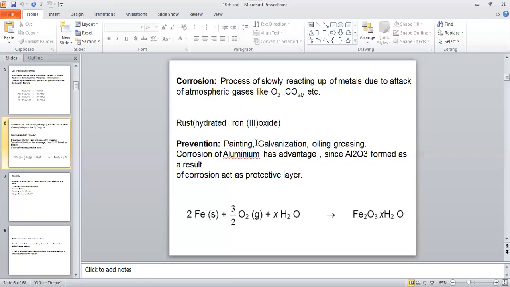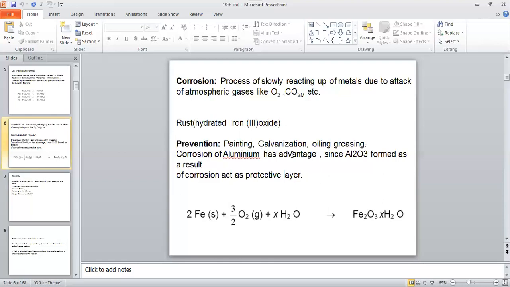What is the use of galvanization? Why is it carried out? Because it prevents the oxidation of iron metal, which is already coated with zinc metal. So it prevents the oxidation of iron and hence the rusting or corrosion of iron. One more way of prevention of corrosion is oiling, that is, greasing. If we apply oil or grease on the metal surface, then it avoids the direct contact of atmospheric gases with the metal and prevents corrosion.